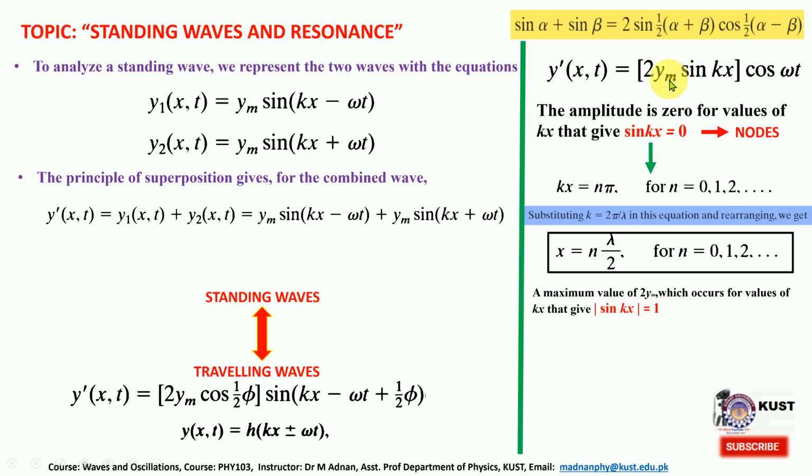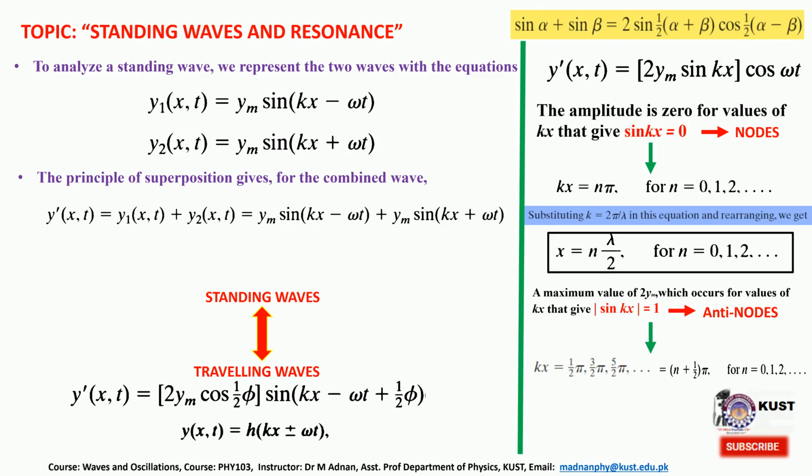Similarly, the amplitude of those points will be maximum, that is 2ym, if sine kx is equal to 1. So sine kx equal to 1 corresponds to the antinodes, and that will be for kx equal to half pi, 3 over 2 pi, or 5 over 2 pi. That is, if we rearrange this in terms of an integer n plus half pi, such that when n is equal to 0, 1, 2, 3 will be the different antinodes.